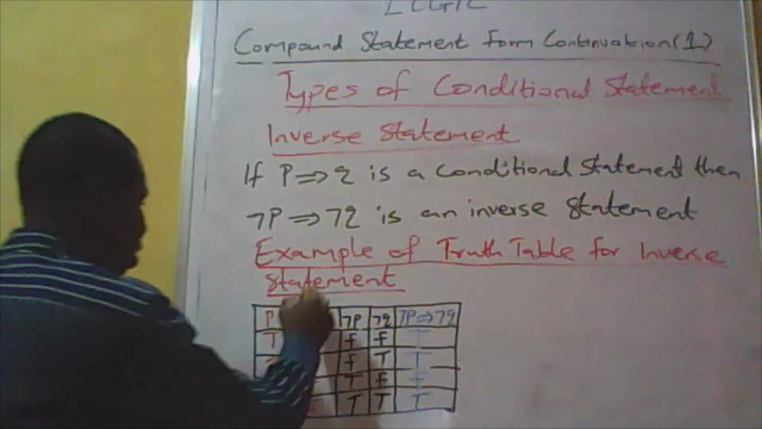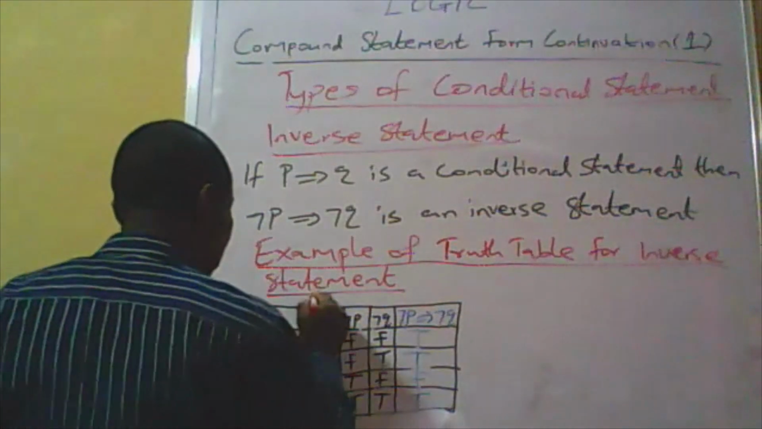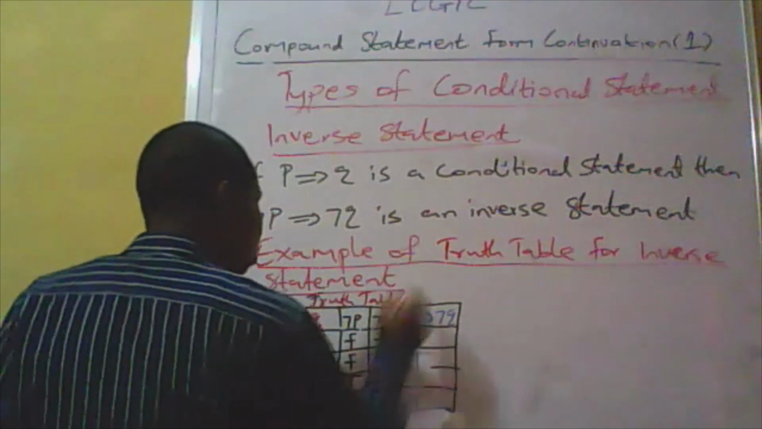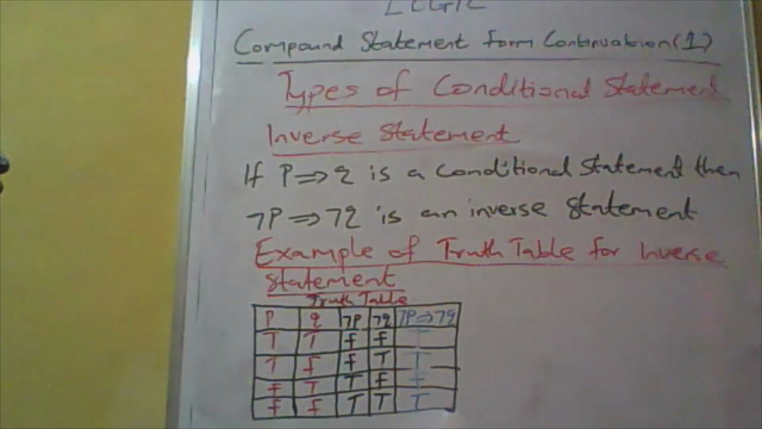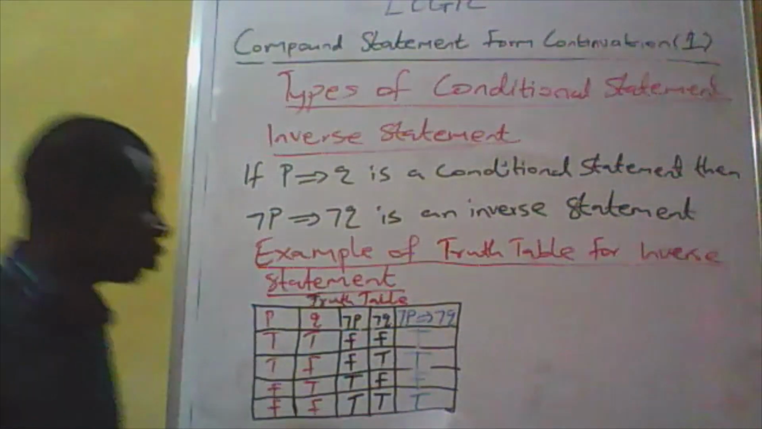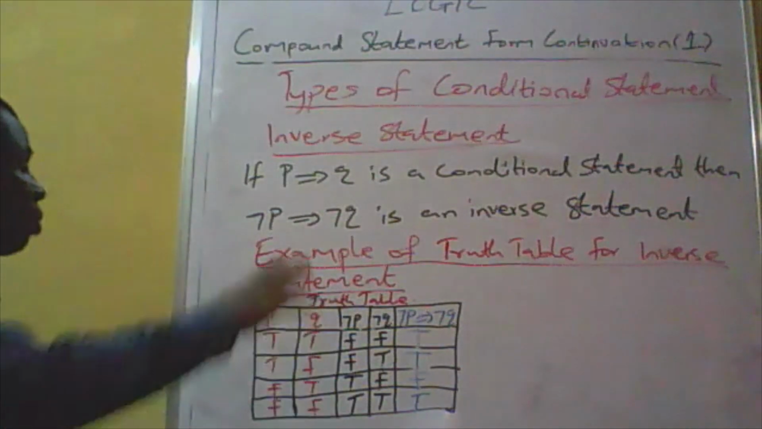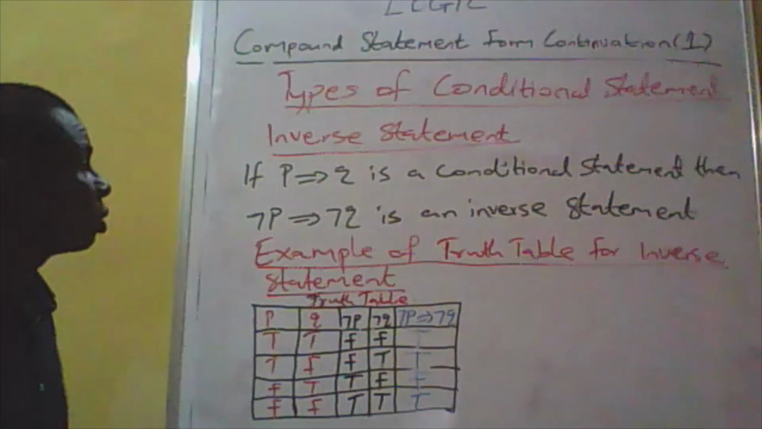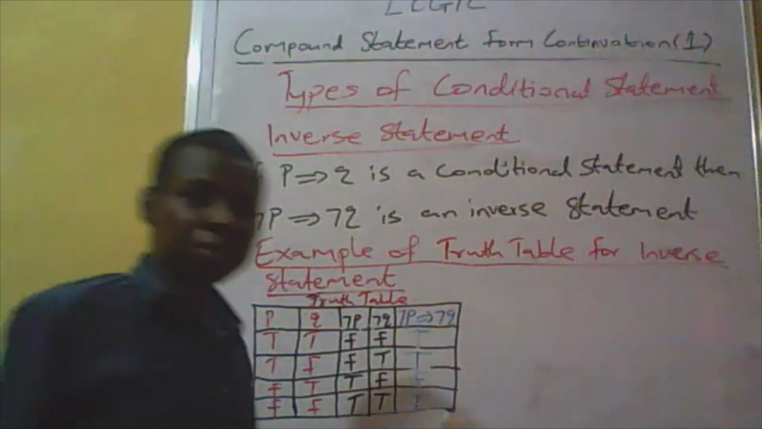Let's find where to write it here. Truth table. So that's the truth table for the inverse statement. You have T, T, F, T as our truth evaluation when they are combined in different ways. So this is the example of an inverse statement truth table. Let's go to the last one, called the contrapositive statement.